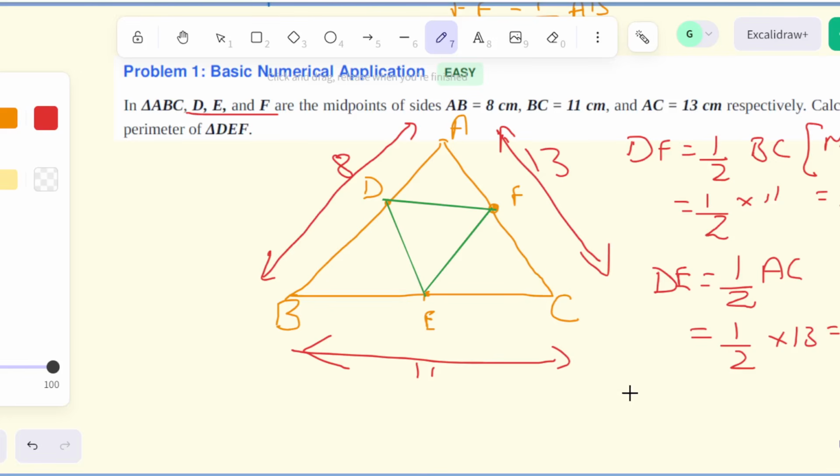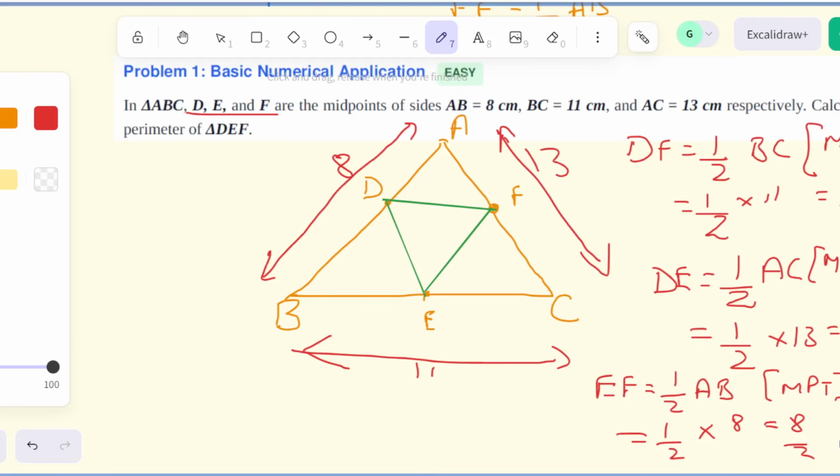Now let's do EF. E and F are the midpoints, right, Prashi? So it will be parallel to which side? AB. Very good. Because it is parallel to AB, it will also be half of that, as per MPT. I'm not writing MPT again and again. The midpoint theorem says this. So this will be half of AB, and AB is how much? 8, right? I'm just writing 8 upon 2 only. Though it's 4, I'm just keeping it.